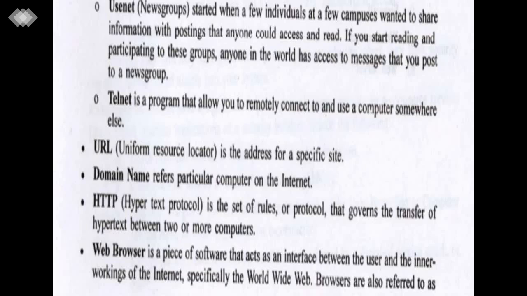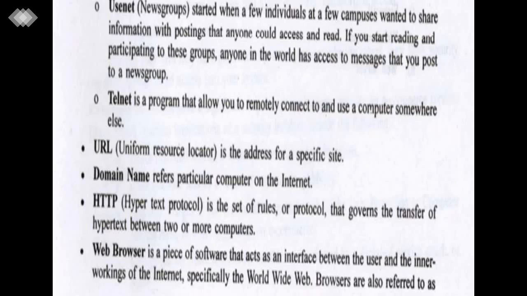Next is the URL, the Uniform Resource Locator, which gives a specific address for a specific site. The domain name refers to a particular computer on the internet. HTTP, the hypertext transfer protocol, is a set of rules or protocol that governs the transfer of hypertext between two or more computers.